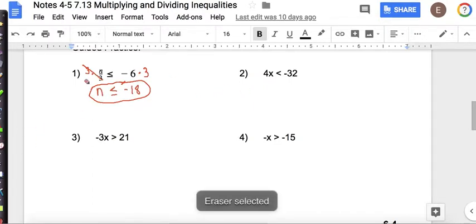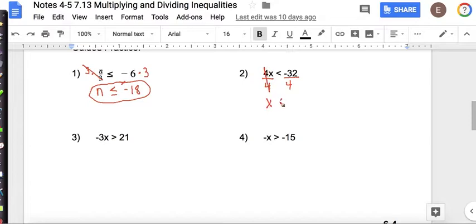All right, number 2. The opposite of multiplication is division, so I'm going to divide both sides by 4. 4 divided by 4 is a 1 in disguise, so cancel it. Bring down your x, bring down your symbol, and negative 32 divided by 4 is negative 8. Notice once again I did not flip the symbol because I divided both sides by positive 4.